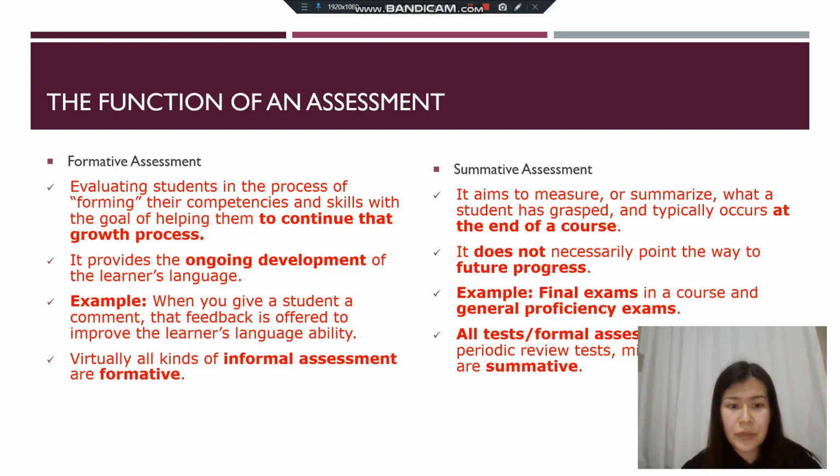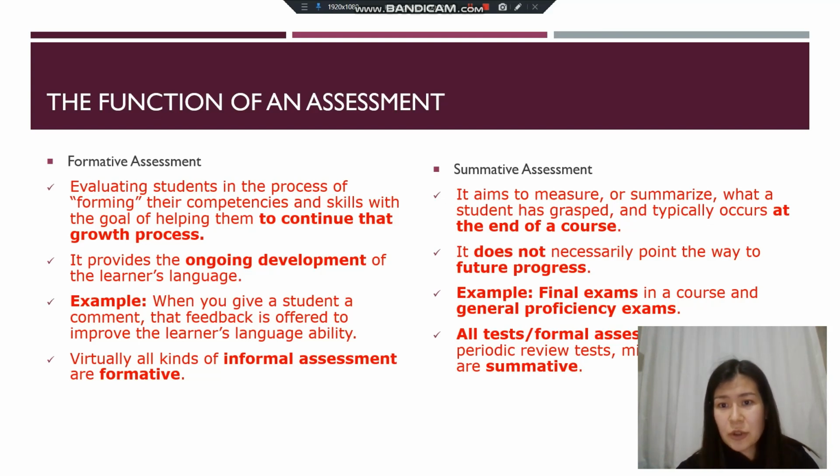For example, when you give a student a comment or a suggestion or call attention to an error, that feedback is offered to improve the learner's language ability. Virtually all kinds of informal assessments are formative.